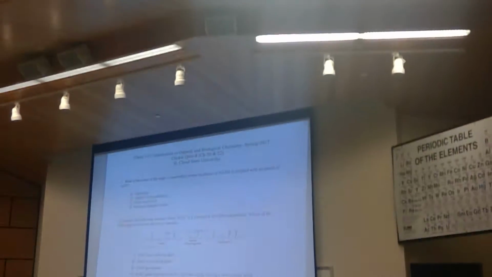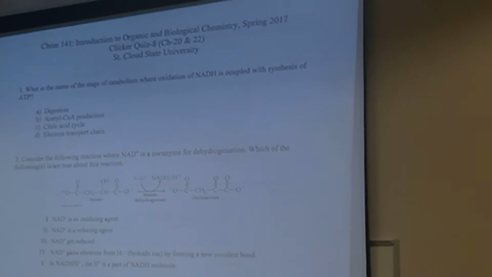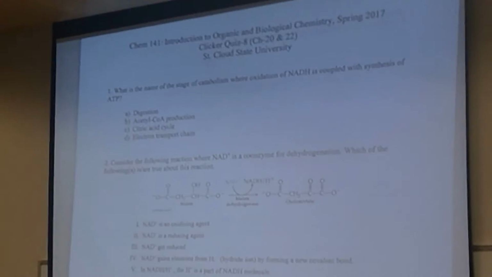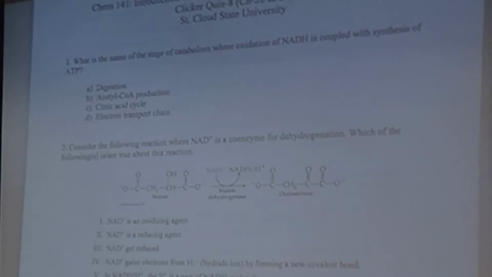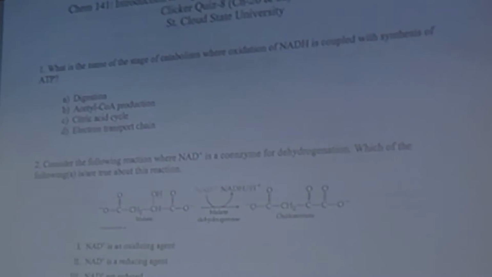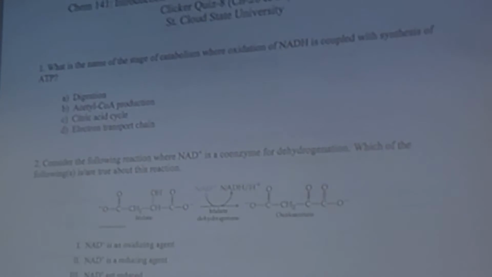Mechanism where oxidation of NADH is coupled with synthesis of ADP. So where is it happening? So it is coupled with oxidation of NADH and synthesis of ATP.